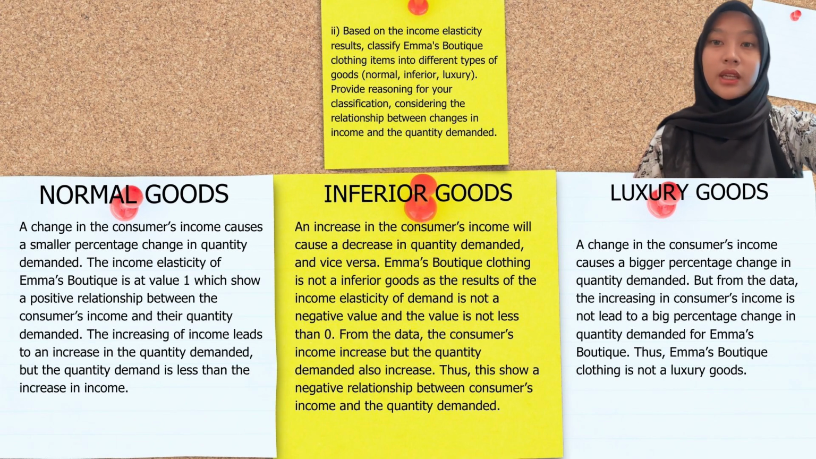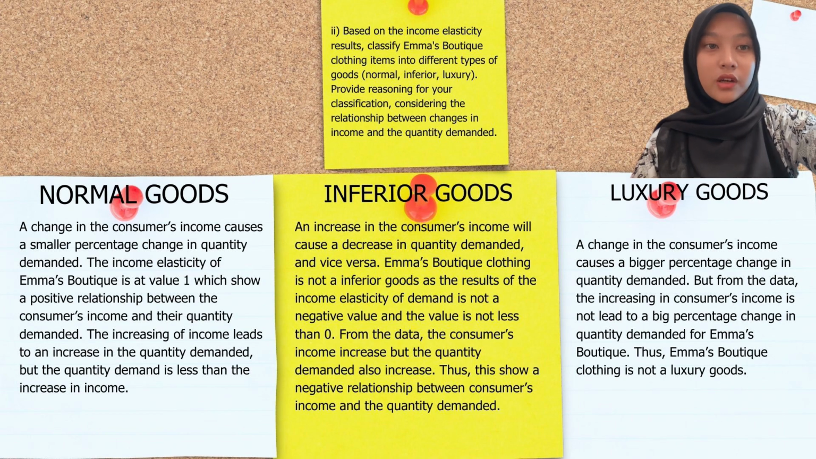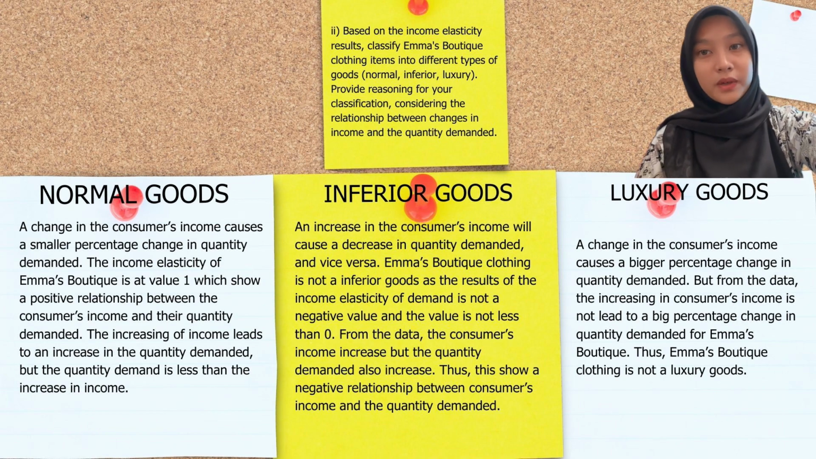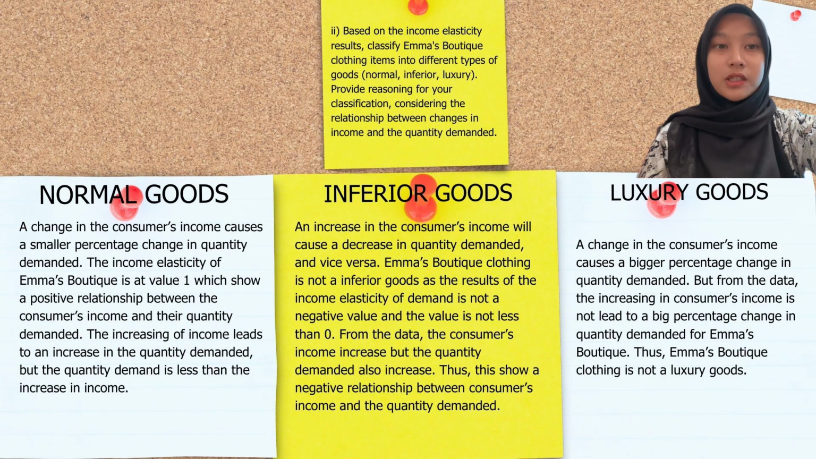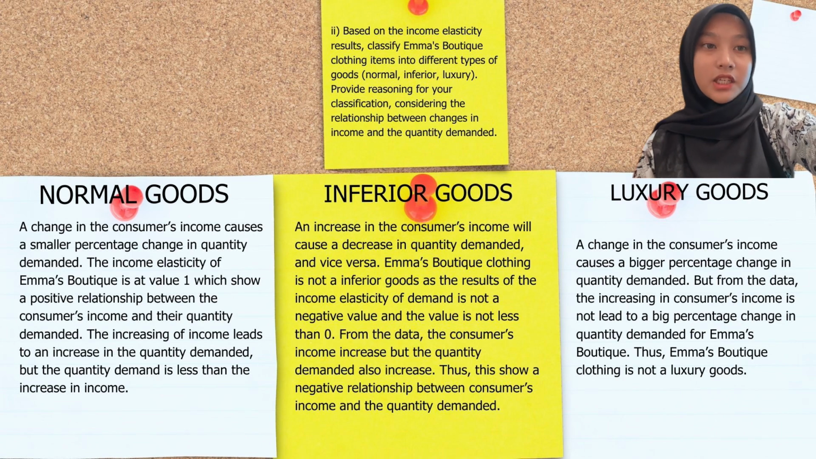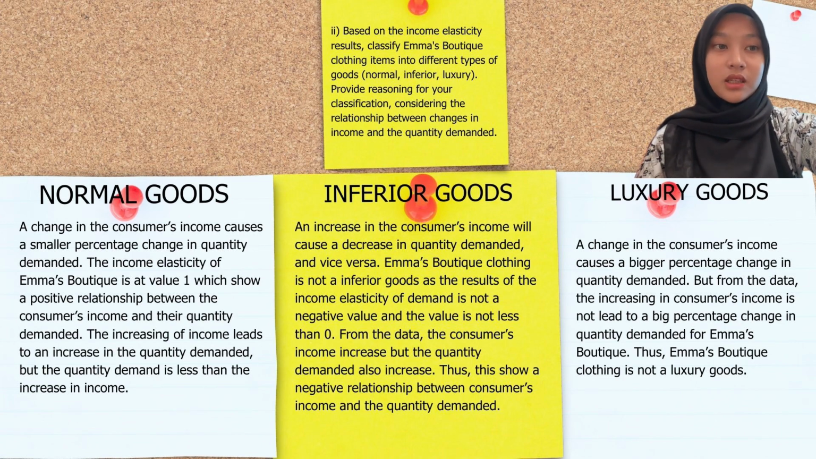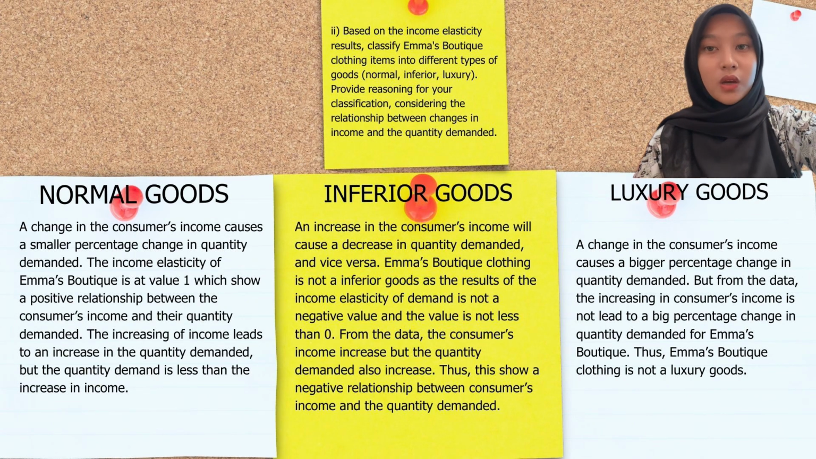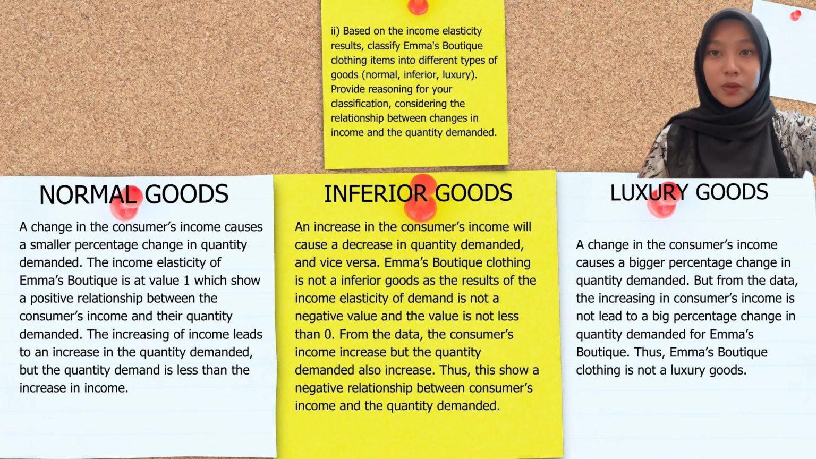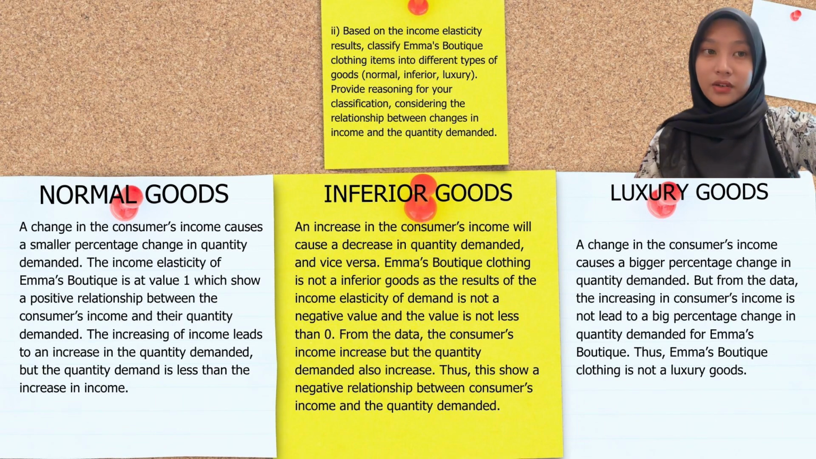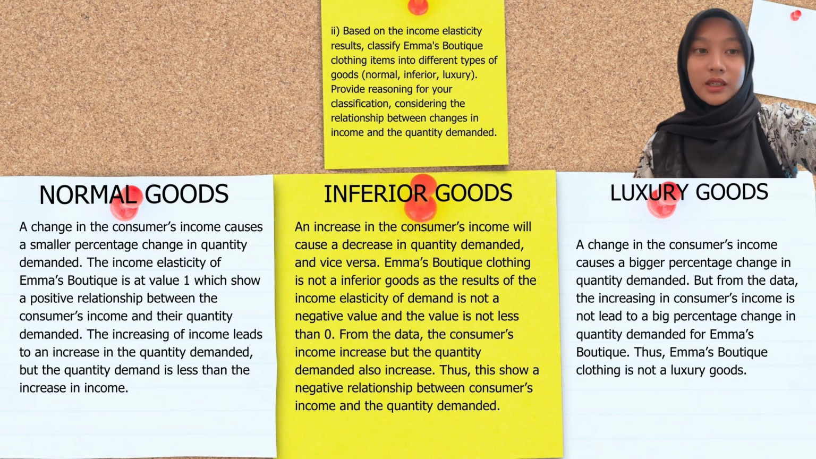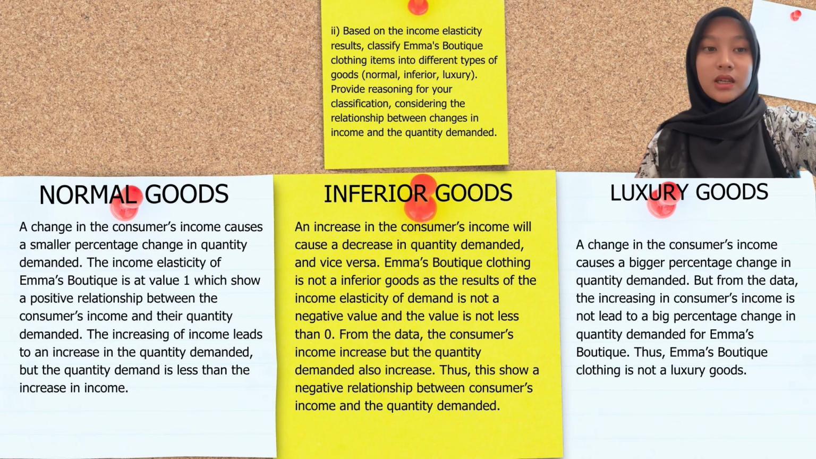The question is, based on the income elasticity results, classify Emma's boutique clothing item into different types of goods: normal, inferior, or luxury. Provide reasoning for your classification considering the relationship between changes in income and the quantity demanded. For normal goods, a change in the consumer's income causes a smaller percentage change in quantity demanded. The income elasticity of Emma's boutique is at value 1, which shows a positive relationship between the consumer's income and their quantity demanded. The increase of income leads to an increase in the quantity demanded, but the increase in quantity demanded is less than the increase in income, proving that Emma's boutique is a normal good.